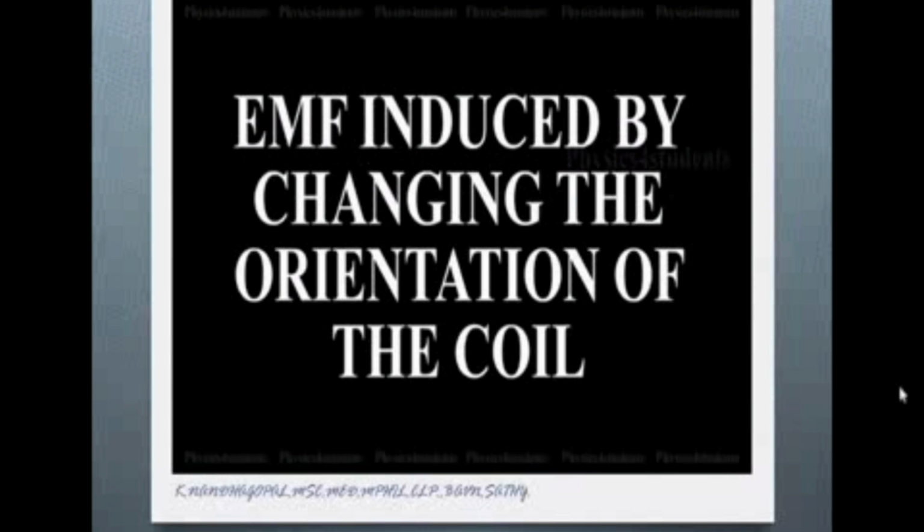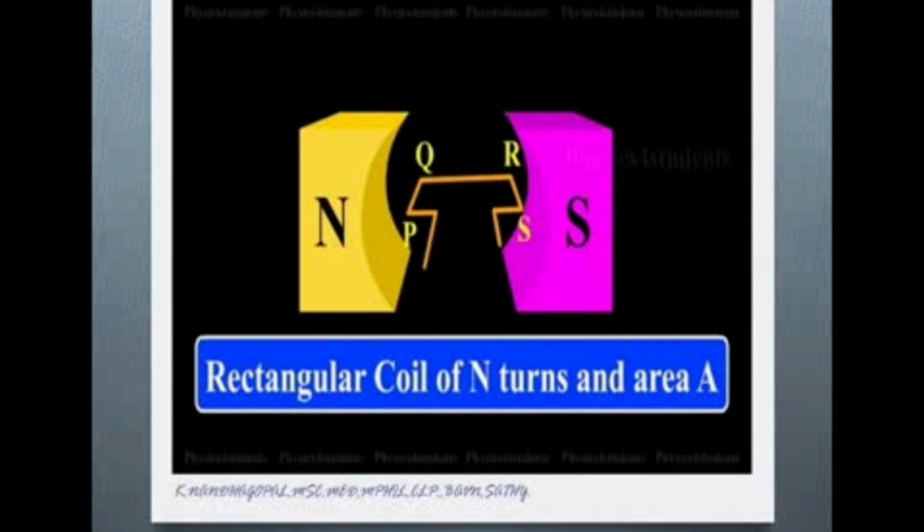So now you can see the EMF induced by changing the orientation of the coil. PQRS is the rectangular coil, with N number of turns and area A. It is placed in the uniform magnetic field B.